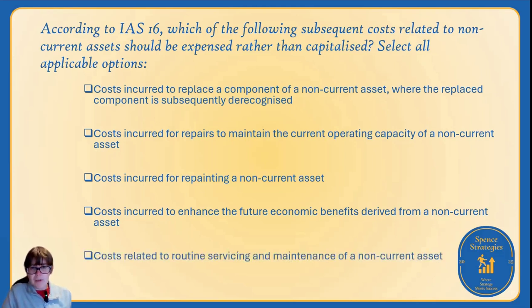We then have costs related to routine servicing and maintenance of a non-current asset. Well, as with everything, we get our day-to-day wear and tear. Nothing lasts forever. So we would expect to have to do improvements to our non-current asset over the years. And in order to do this, servicing and routine checks should be part of our annual checks. Therefore, we are not improving the asset in any way. We are simply keeping it to the standard that we want it to be. And therefore, we would expect this to be expensed to our profit or loss account. We cannot capitalise on this cost.